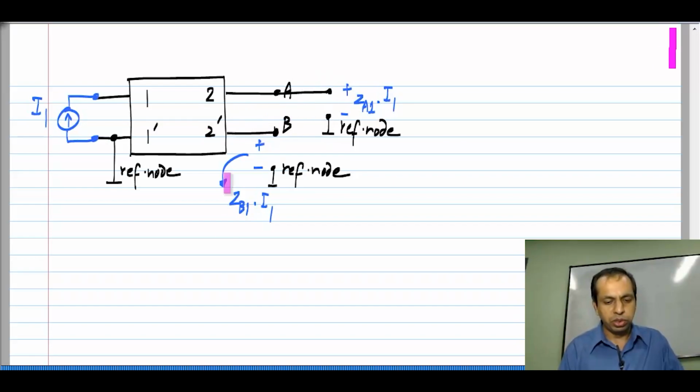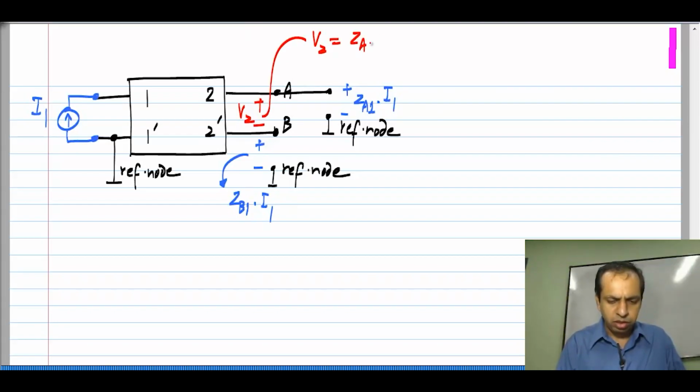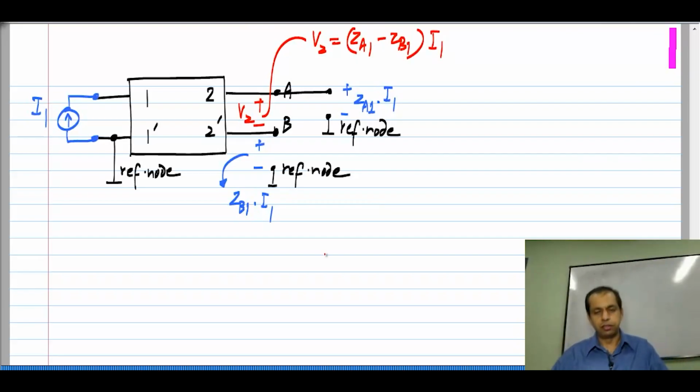If you really want to, I could draw two separate pictures for this and that, but when I apply I1, I will get some voltage here and some other voltage there, which I can express in terms of the two port parameters between port 1 and port A and port 1 and port B. Now, what is my actual second port voltage? V2. This is V2, and clearly you see that by using KVL around this loop, we will have V2 to be ZA1 minus ZB1 times I1.